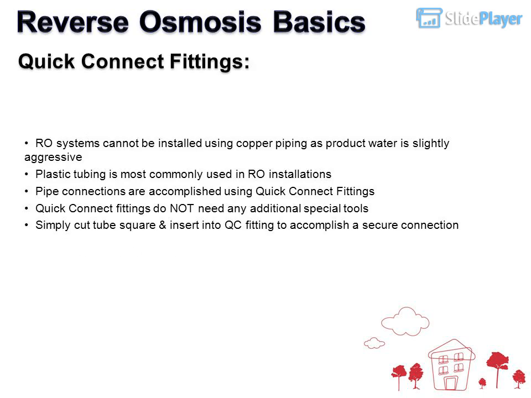Reverse osmosis basics. Quick connect fittings. RO systems cannot be installed using copper piping as product water is slightly aggressive. Plastic tubing is most commonly used in RO installations. Pipe connections are accomplished using quick connect fittings. Quick connect fittings do not need any additional special tools. Simply cut the tube square and insert into the QC fitting to accomplish a secure connection.